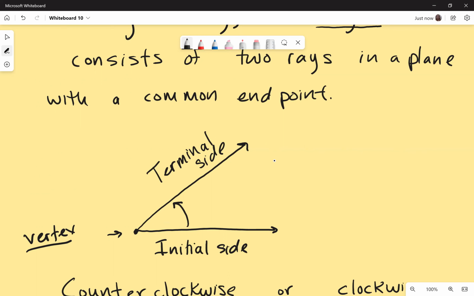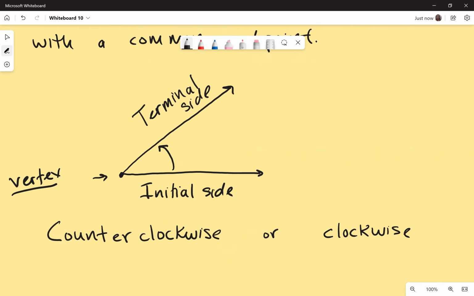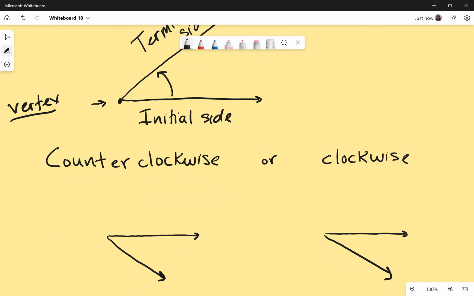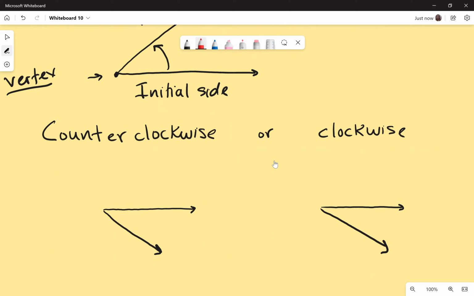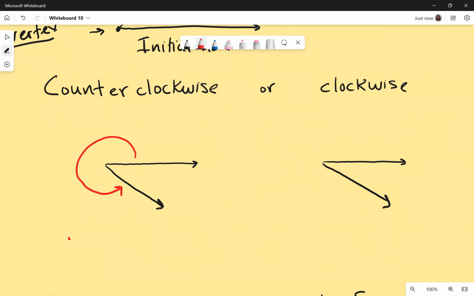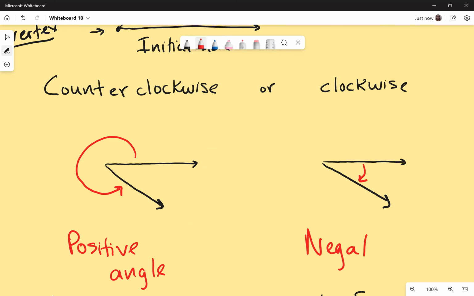We could measure this angle in two different ways, depending on which way it's opening. If we're looking at it measured counterclockwise, so for example, if we start off with that initial side going horizontal and we measure it counterclockwise like that, that's considered a positive angle. If we have that same initial side, but now we're measuring it clockwise, now that's considered a negative angle.